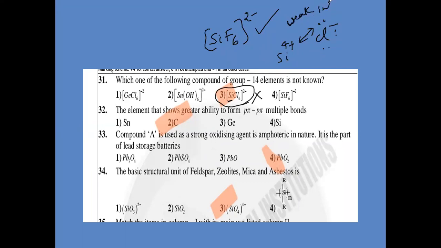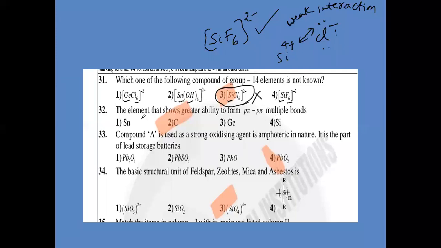Weak interaction between what and what? Between the lone pairs of Cl minus and the Si plus 4 ion. Because of this weak interaction, SiCl6 is not possible to be formed. The remaining will form: GeCl6 will form, SnCl6 will form, and SiF6 is possible to be formed.